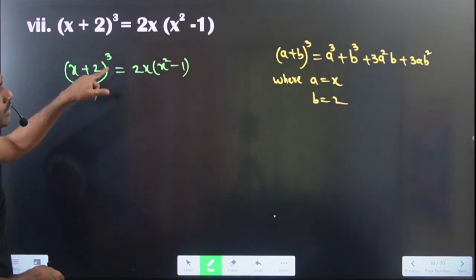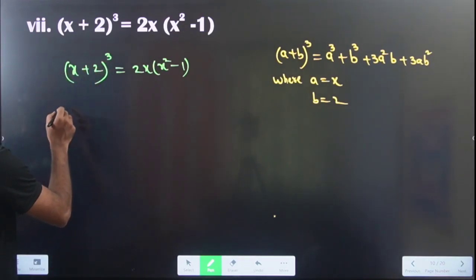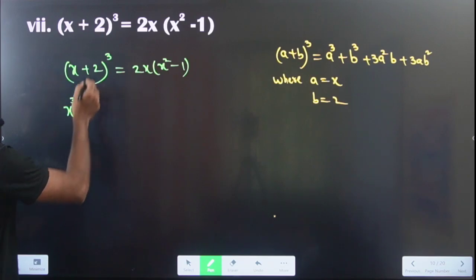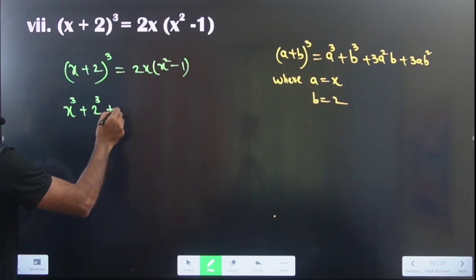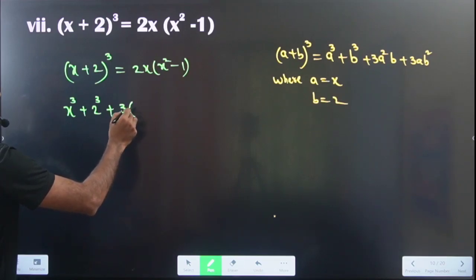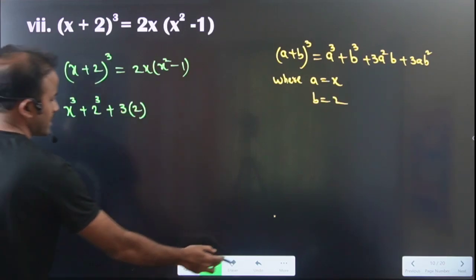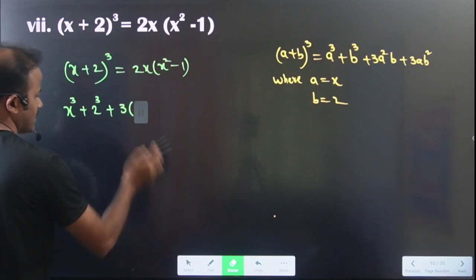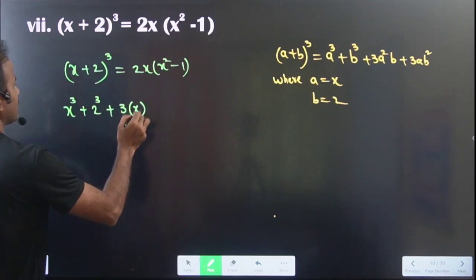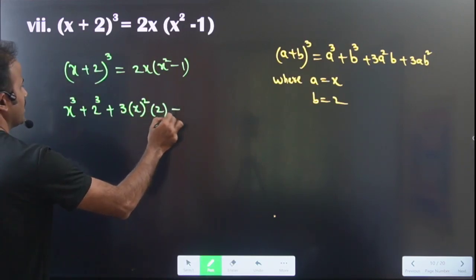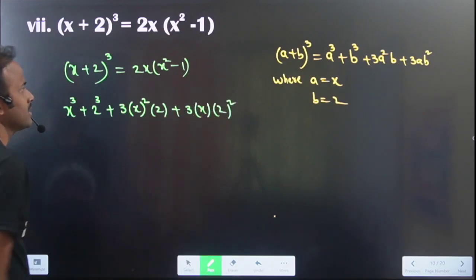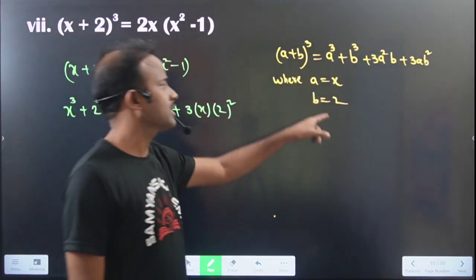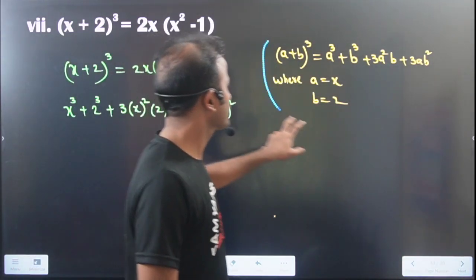Okay, (x + 2) whole cube. So a cube means a value is x, that is x cube. Next one is b cube, b is 2 here, 2 cube, plus 3 into a square into b, where a we assumed as x, plus 3 into a into b square. Is it clear? Till here, did you understand? Here we assumed a as x and b as 2.